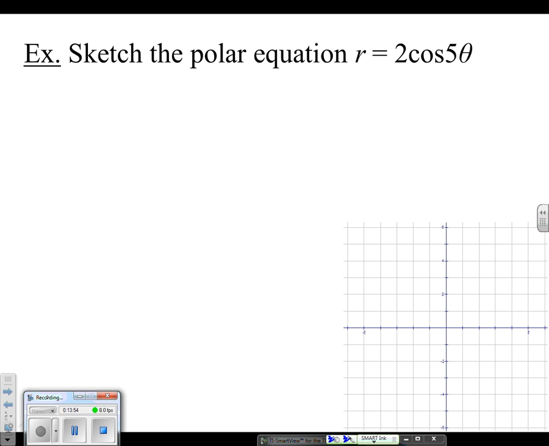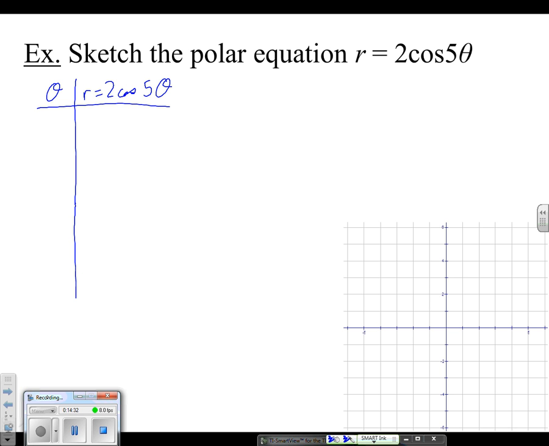I make a t-chart for theta, and then, of course, r is equal to 2 cosine of 5 theta. This is how I figure out what the graph looks like. Now, I want my 4 cardinal angles. That's probably not the right word, but I want my 4 main angles around the circle: 0, pi over 2, pi, and 3 pi over 2. I want to get basically the four points of the compass.